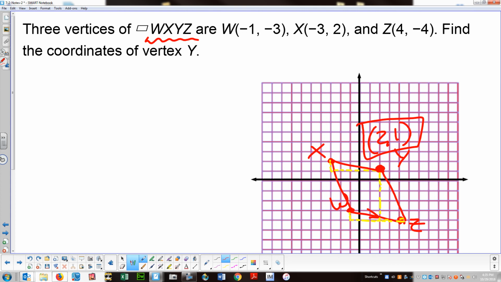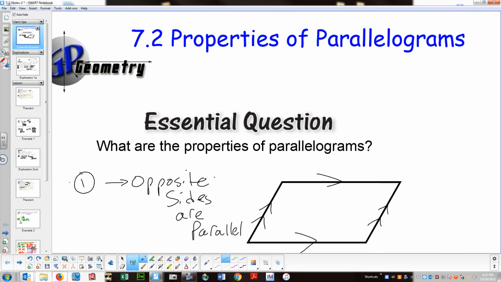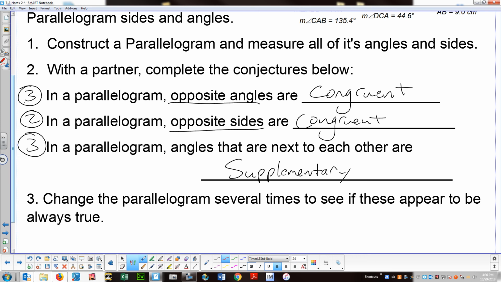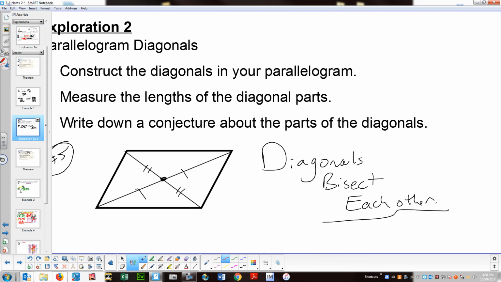So stop there, and we'll go to our assignment, and let's put some of that into practice. Remember your 5 things. Let's recap those real quickly. Our 5 main things. We've got the definition: opposite sides are parallel. We have the things we discovered here: opposite sides are congruent. Opposite angles are congruent. And consecutive angles are supplementary. And then the last thing that we found was that the diagonals bisect each other. Those are 5 things that we've got to get down. All right? All right. Go for it.